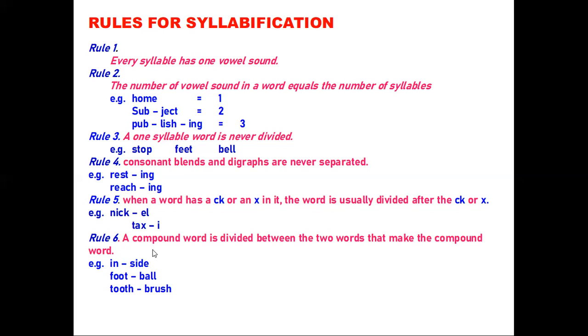Then rule 6. A compound word is divided between the two words that make the compound word. For example, inside, football, toothbrush. So these three words are called compound words, and in compound words we can divide between the two words.